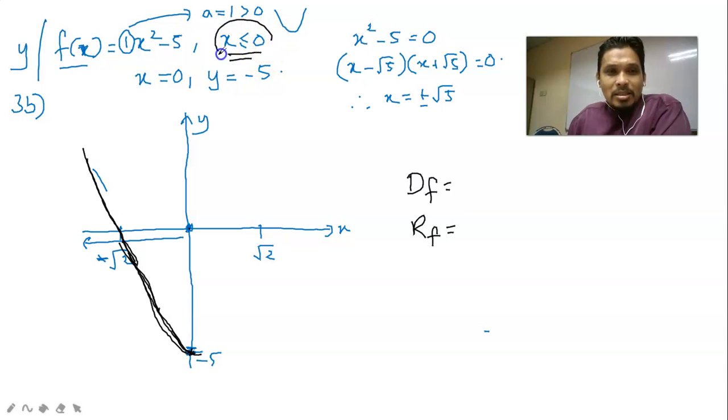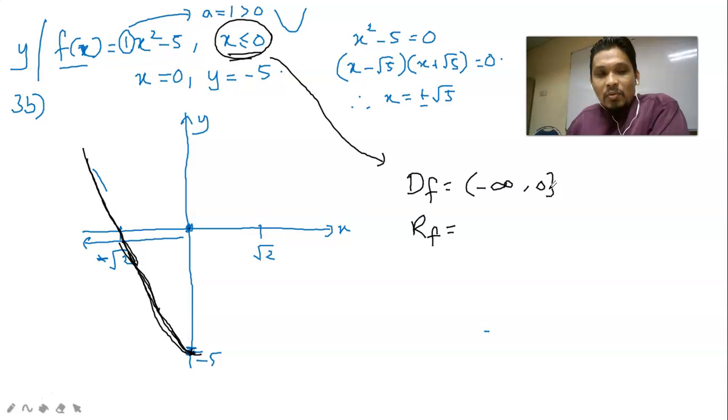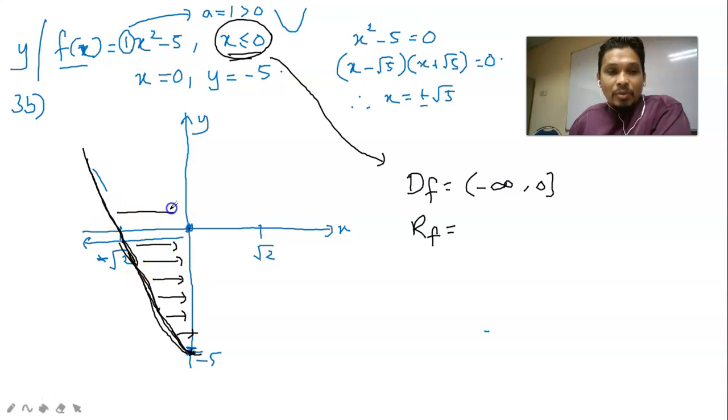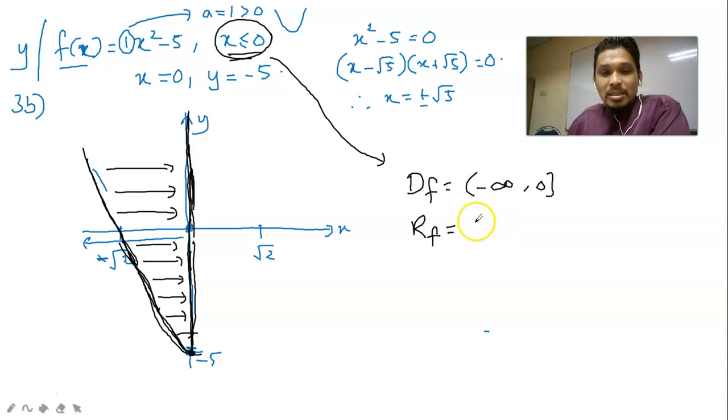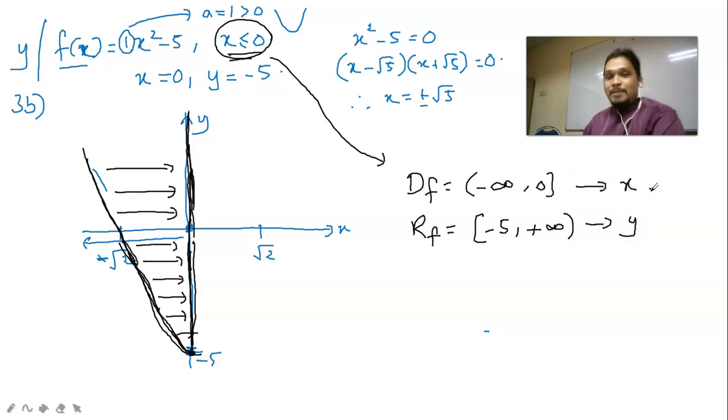As I said, this is the domain of the graph. So we may just copy out the answers here. It begins from negative infinity until 0. And what is the range? Range is all values of y. So look at this one here. It's all mapped to the y-axis, beginning from negative 5 to positive infinity. So the answer is the range is from negative 5 to positive infinity. This is all values of y and this is all values of x. Okay.